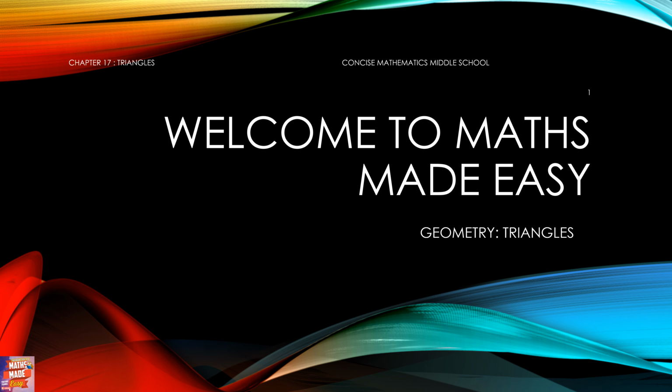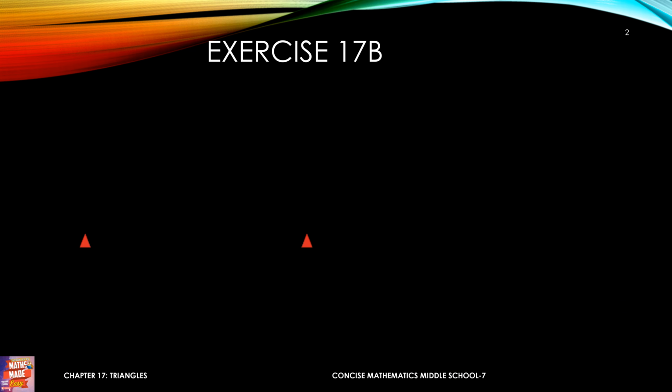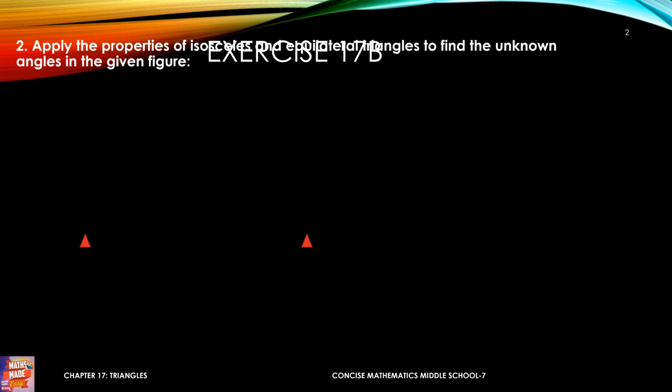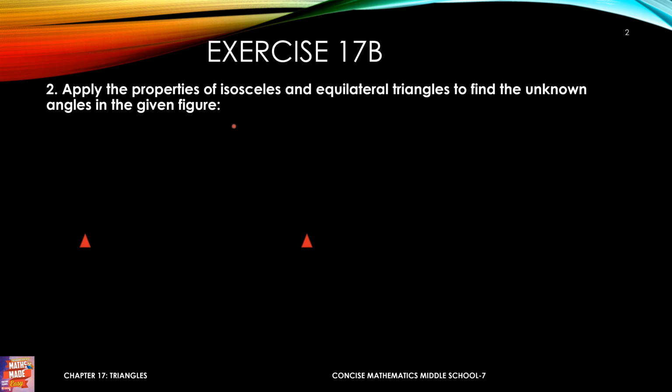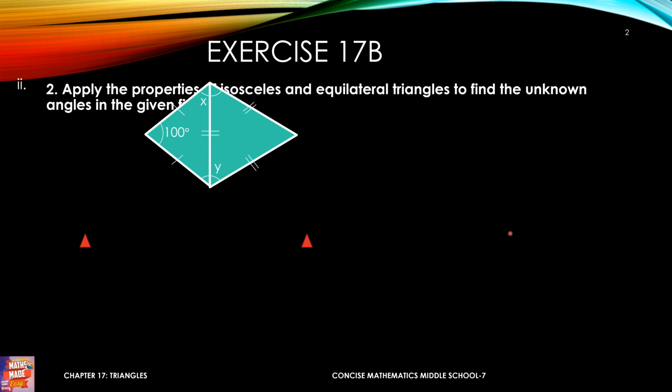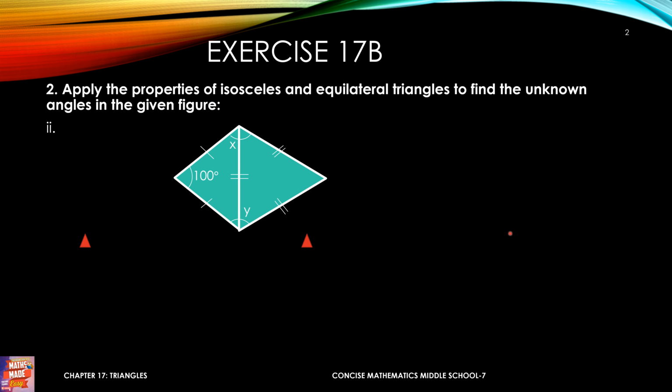Let's continue with geometry, triangles, exercise 17b, part 2. Apply the property of isosceles and equilateral triangle to find the unknown angles in the given figure. Here they have given us some diagram, and they are asking us to apply the properties of isosceles triangle as well as the equilateral triangle.